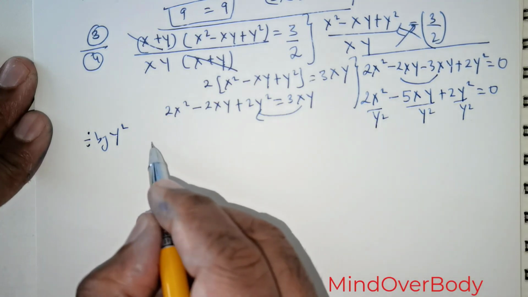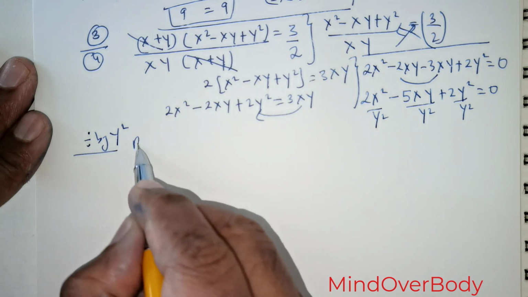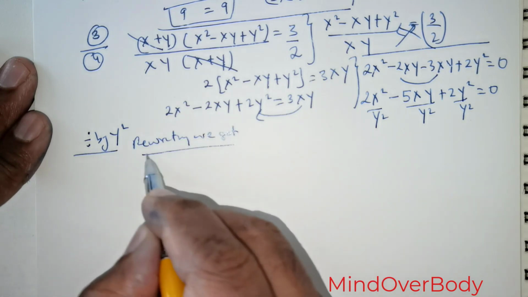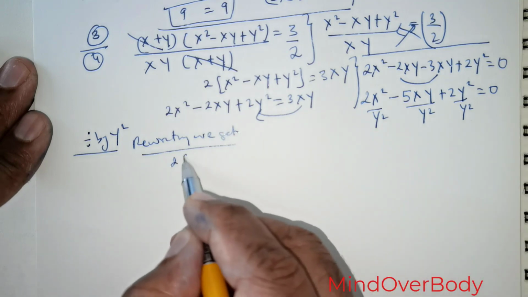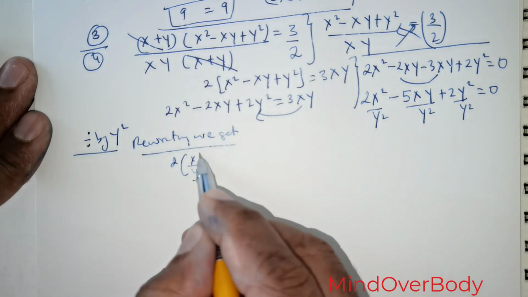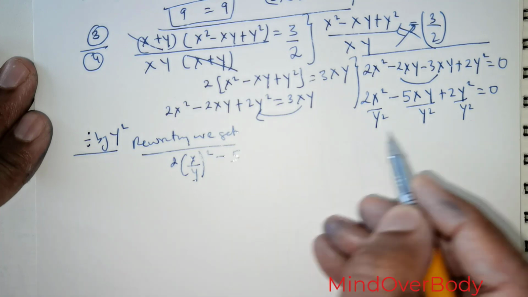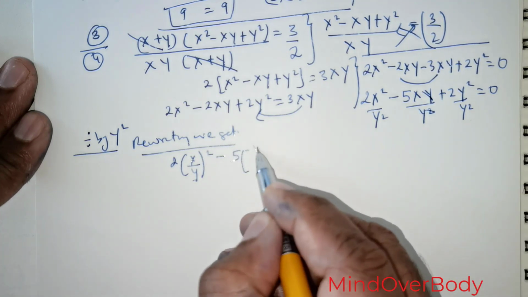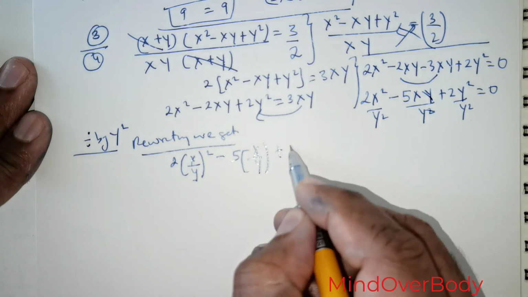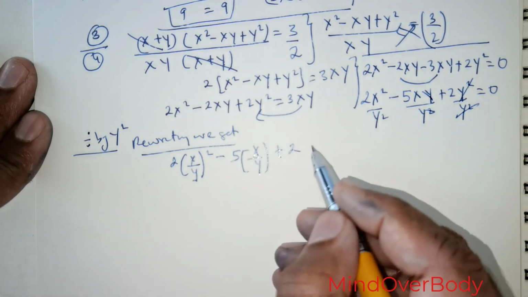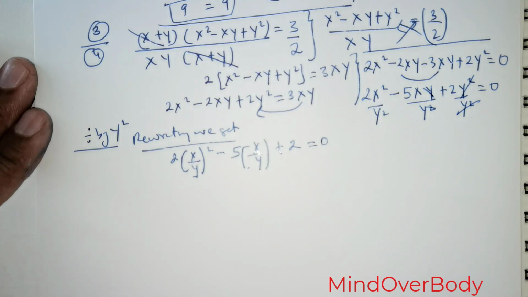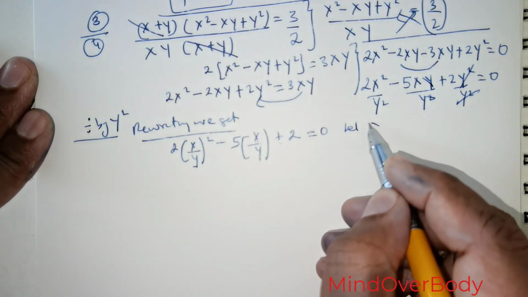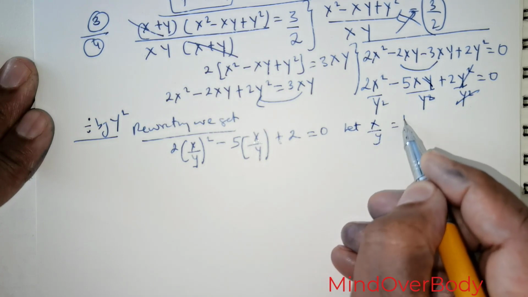So this can be rewritten. So what do we get when we rewrite? This is going to be 2 times (x over y) the whole squared, minus 5 times x over y, plus 2, where a y and a y get cancelled, and y squared gets cancelled, equal to 0. Now what I'm going to do is let x over y be equal to some t.